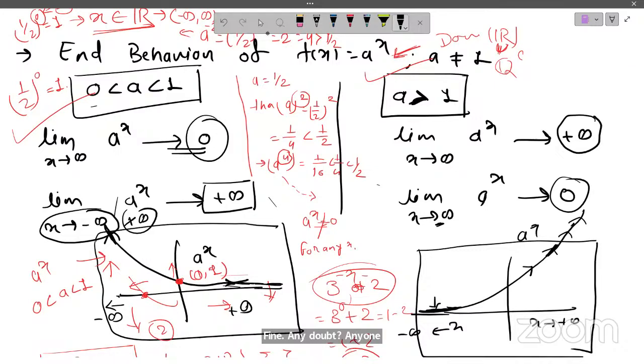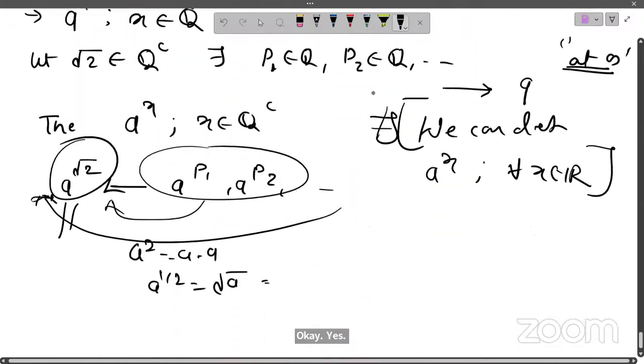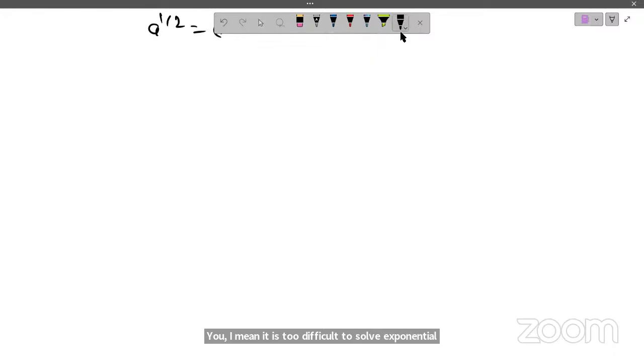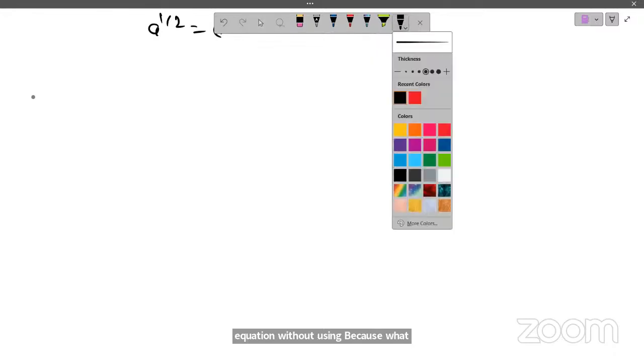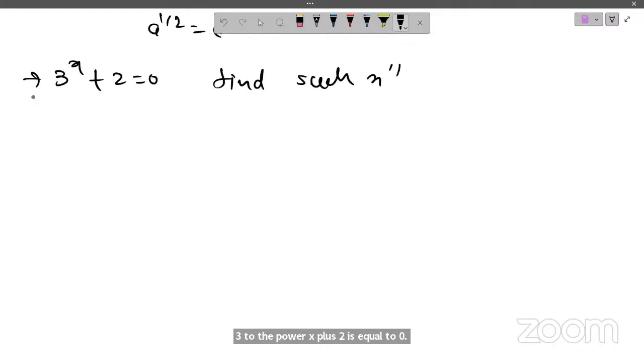Ma'am, I have a doubt. Yes. Can we solve an exponential equation without using logarithms? It is too difficult to solve an exponential equation without using a logarithm. Suppose we want to solve 3 to the power x plus 2 is equal to 0. I want to find such an x, right? Find x.